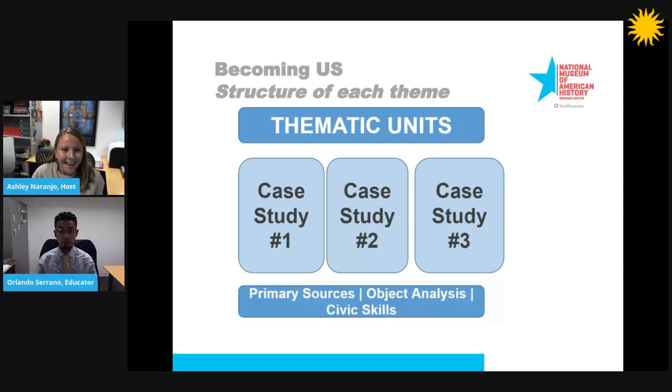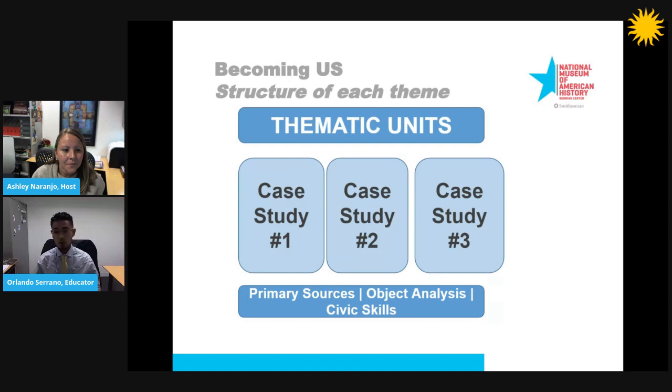Again, if there's things that kind of surprise you, excite you about these resources, just let us know. And Orlando's going to give us a little bit more information about the structure of how these units are created and what their focus is.